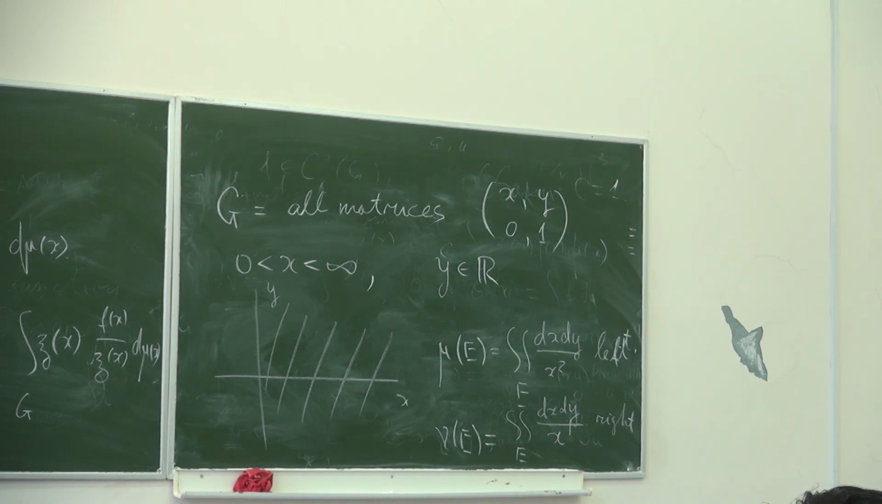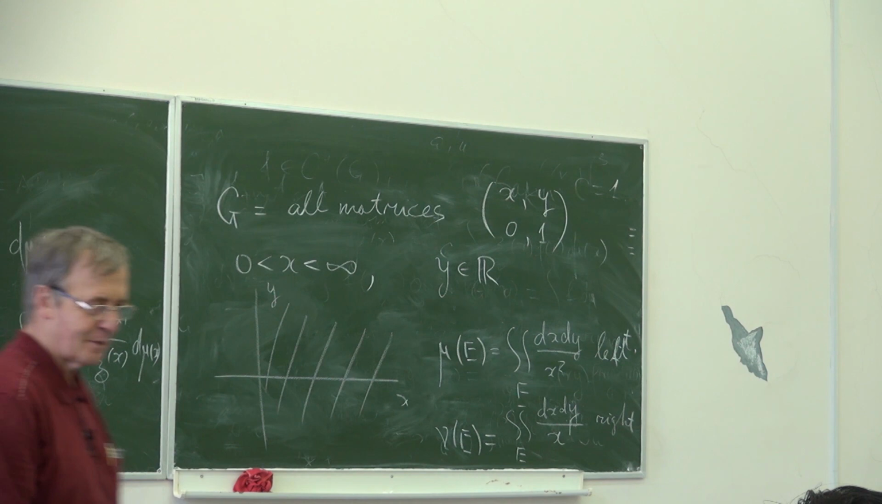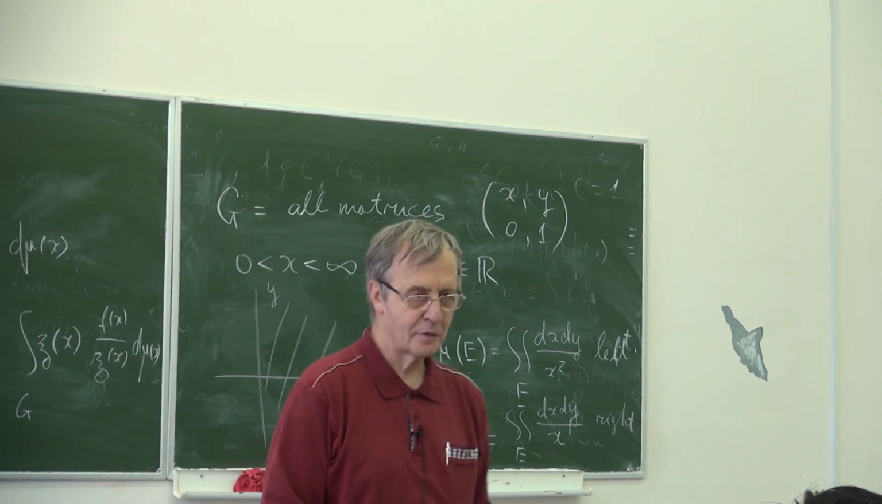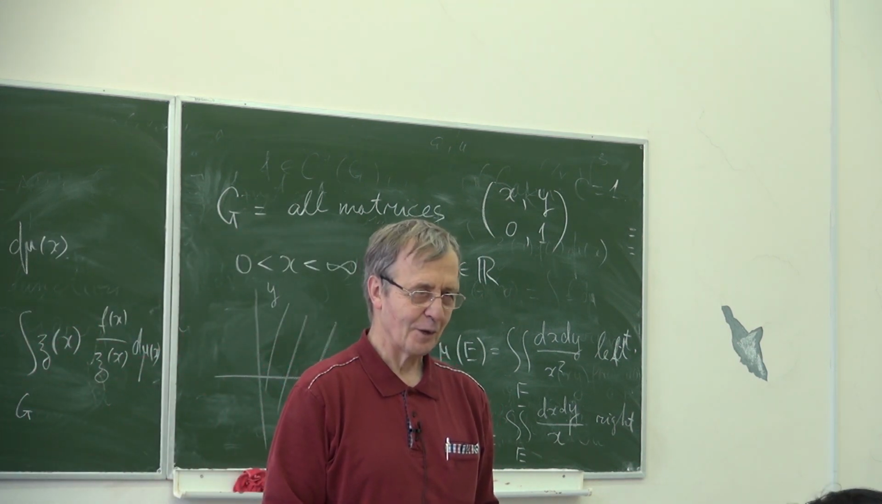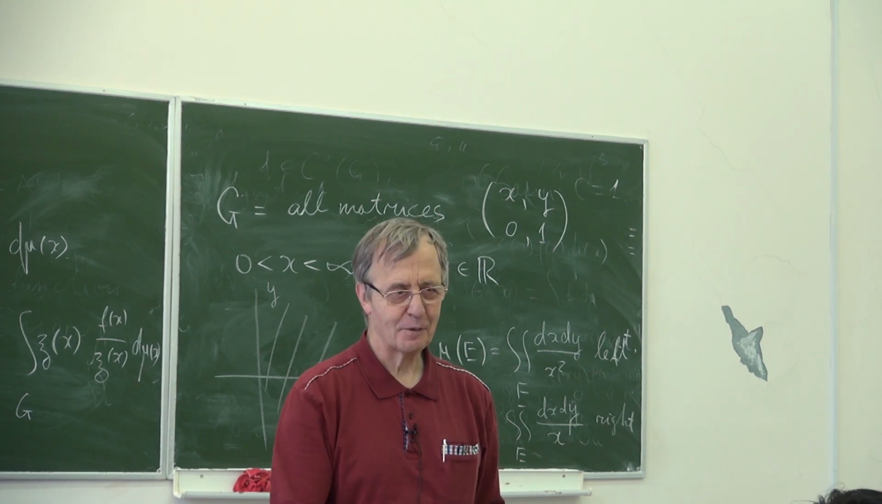Another case when left and right is the same is when our group is commutative. Of course. And then this modular function is equal to 1, of course.